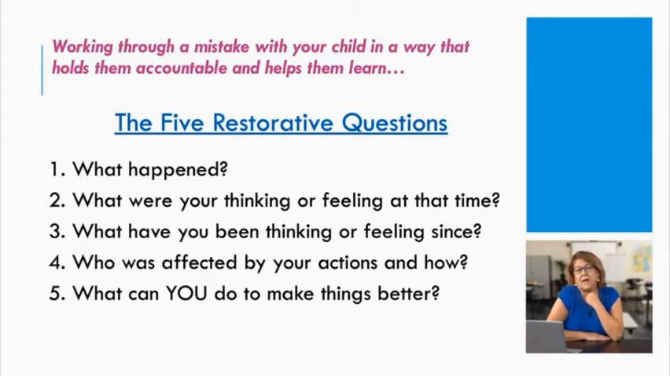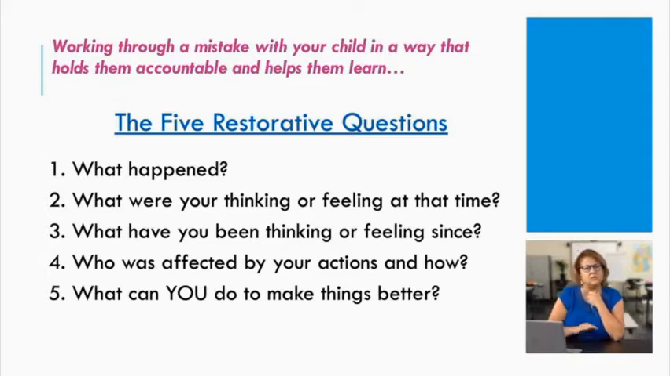So the first question is, what happened? Number 2, so what were you thinking or feeling at that time, right then when it happened? What were you thinking? What were you feeling? And then, okay, so that's how you felt then. What are you feeling now? What are you thinking or feeling right now? And who was affected by your actions and how? This is the accountability piece. And question number 5 is, what can you do to make things better?